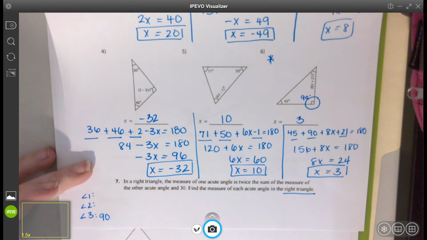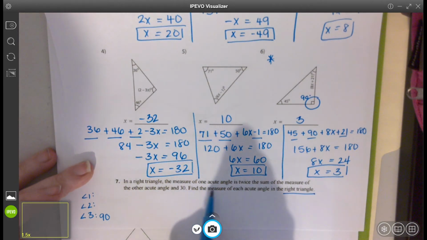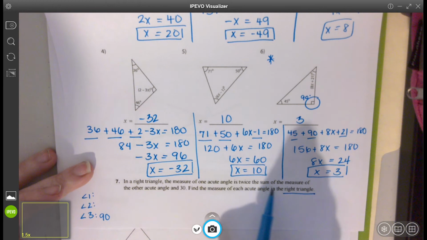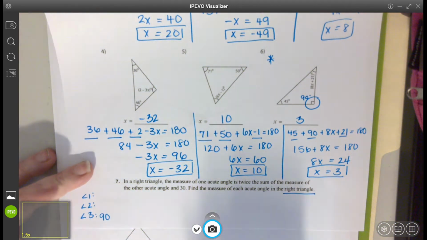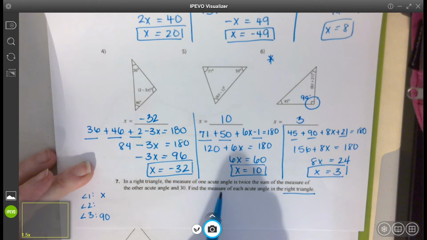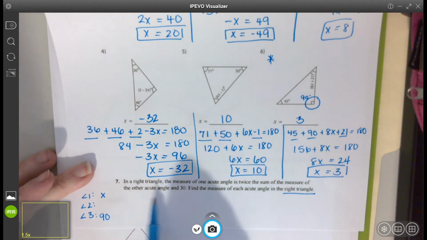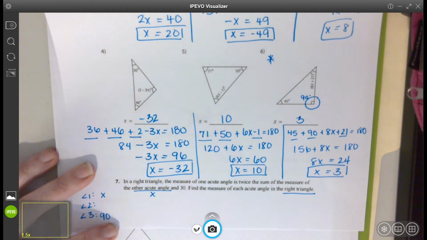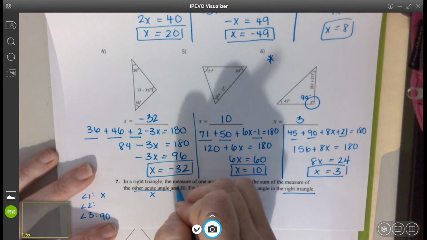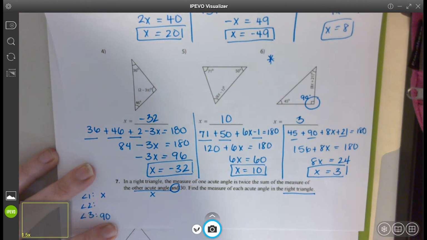So again, I like to reread this to myself to help me. It says, the measure of one acute angle is twice the sum of the measure of the other acute angle and 30. So the very first angle that we're working with is simply x. Going back here, that other acute angle is your x. The word and: what would I think to do with the word and? Is that going to be add, subtract, multiply, divide? And would be to join together, so that would be addition.